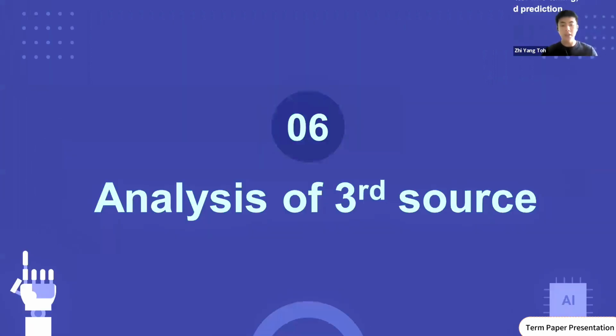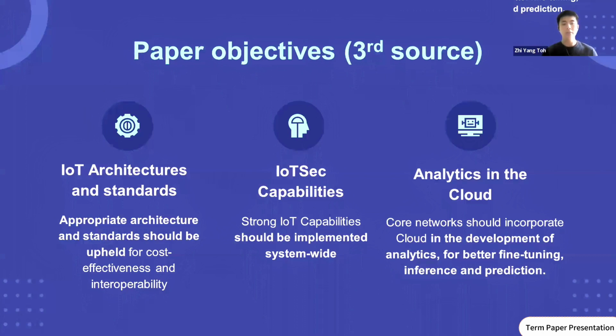And for analysis of third source, we have three main objectives. IoT architecture and standards should always be upheld for cost effectiveness and interoperability, and IoT security capabilities should be implemented system-wide. And lastly, core networks should incorporate cloud in the development of analytics for better fine-tuning, inference, and prediction.